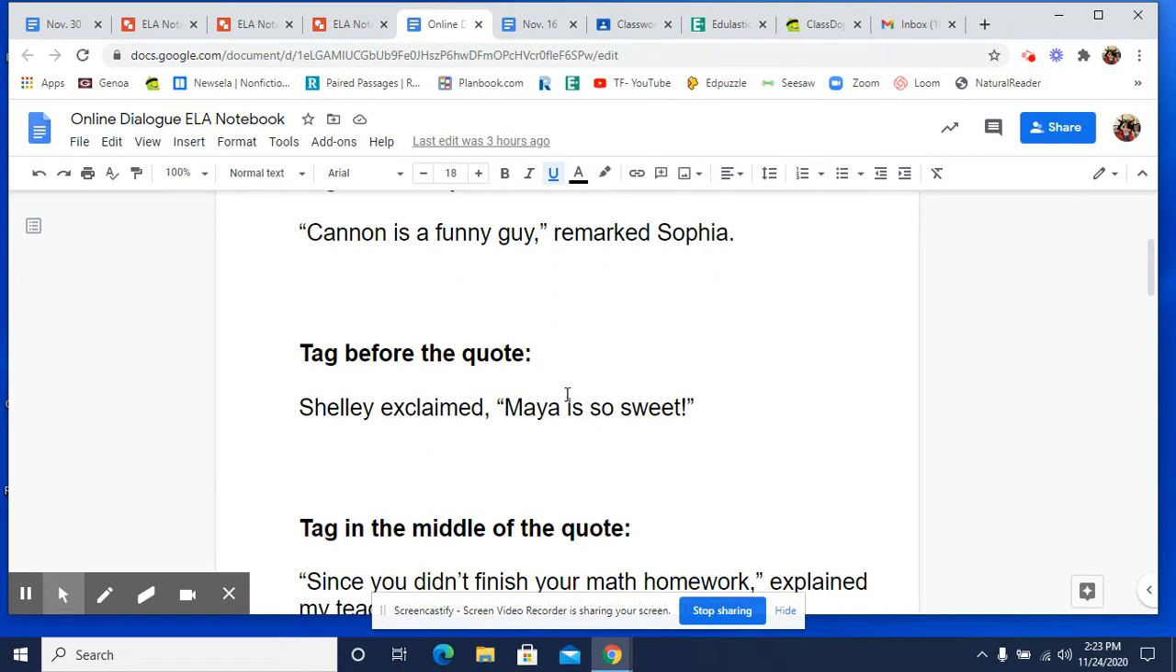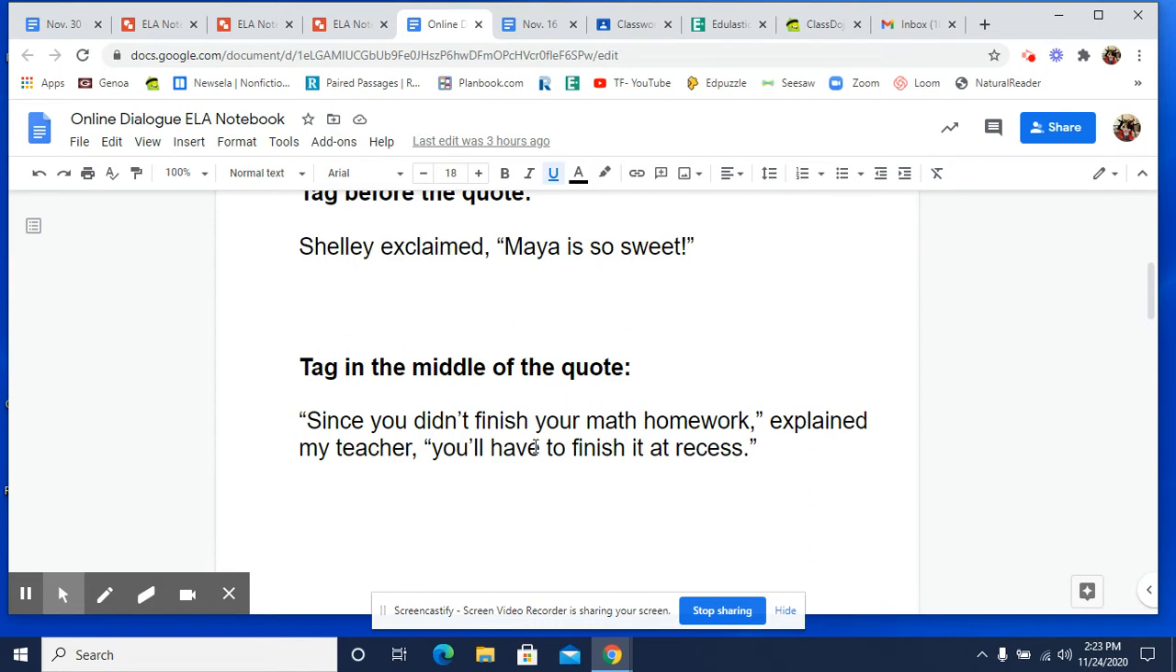Okay. And the third way you can do it, and this is not done very often, but it is used, is you can have the tag in the middle of the quote. So this is one sentence, but I am interrupting the sentence with my tag. So my sentence is, since you didn't finish your math homework, explained my teacher, you'll have to finish it at recess. So the sentence is, since you didn't finish your math homework, you'll have to finish it at recess, right? That's what I'm saying. That's what the teacher is saying.